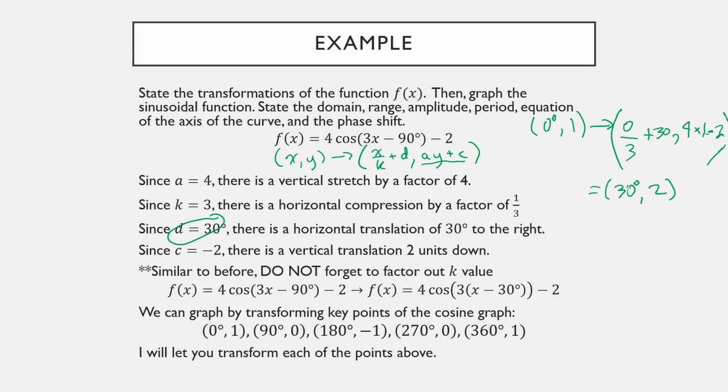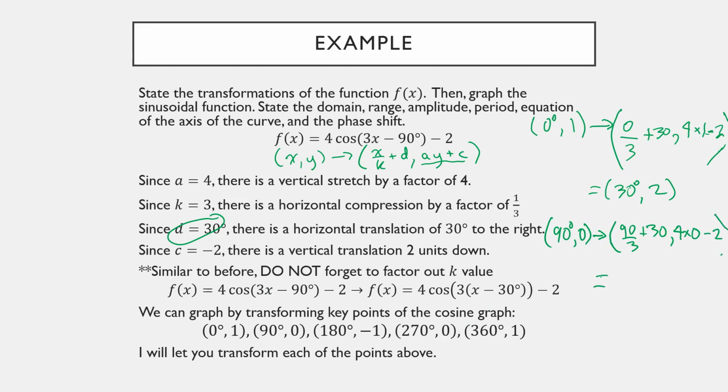Okay, I'm going to follow the exact same rules for the next key point. So 90 degrees and 0. I'm going to figure out what the transformation is. So I take 90 degrees divided by 3. So 90 divided by 3, and I add 30. And then I take 4 times 0, and I'm going to subtract off 2.